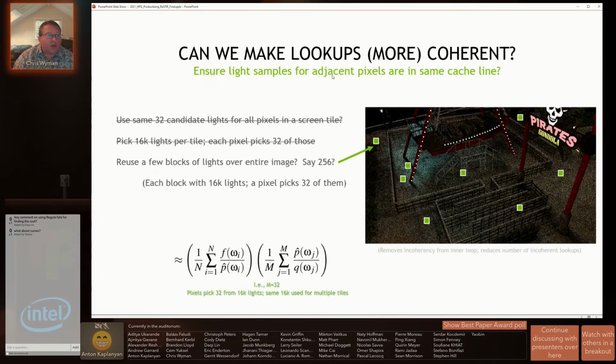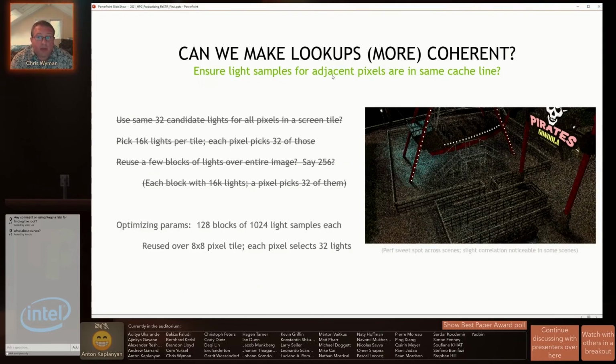So what we could do is reuse a few blocks of light over the entire image. Say pick 256 blocks of 16,000 lights, and then reuse those blocks multiple times, say for these green squares here. Each block has 16,000 lights, and a pixel in all of these green squares would pick 32 of those 16,000. This reduces the number of incoherent lookups required per frame, and so it does improve performance quite significantly.